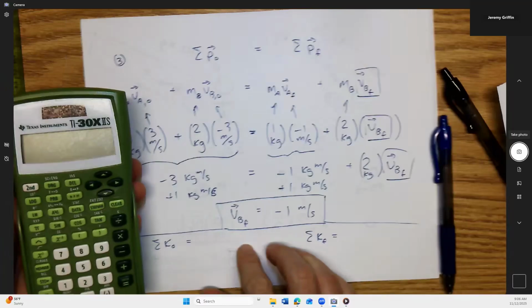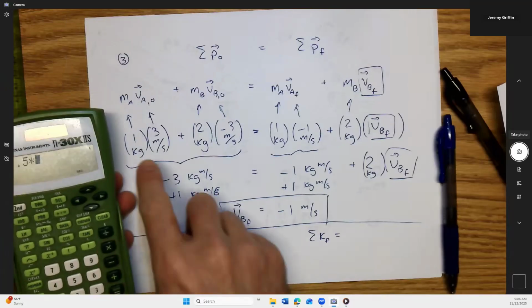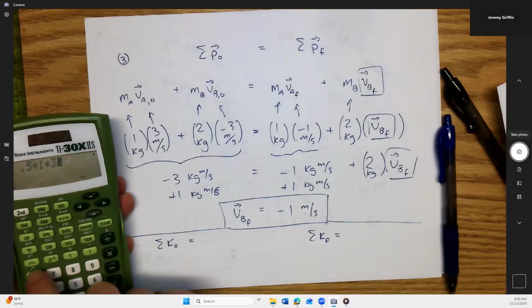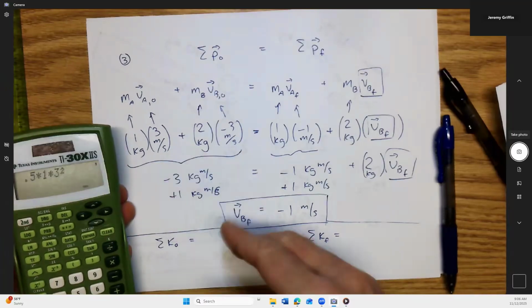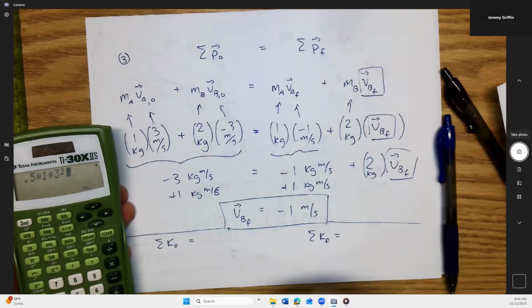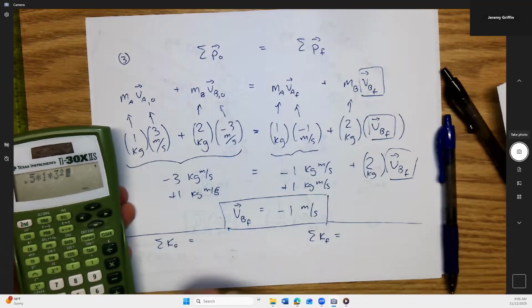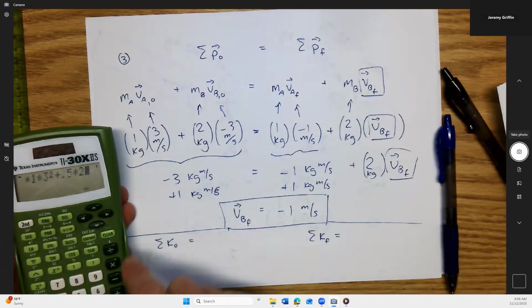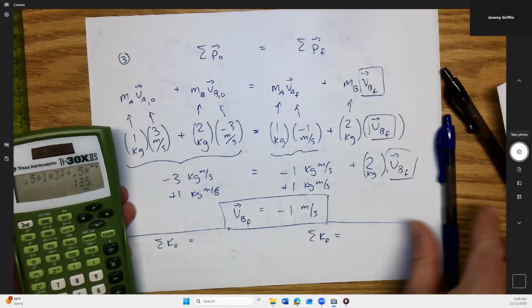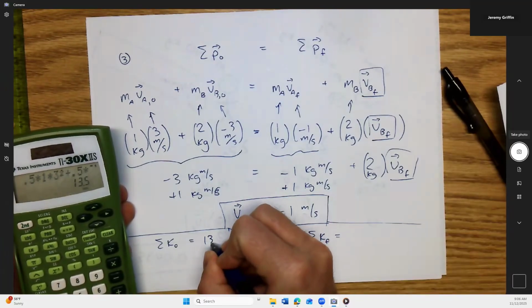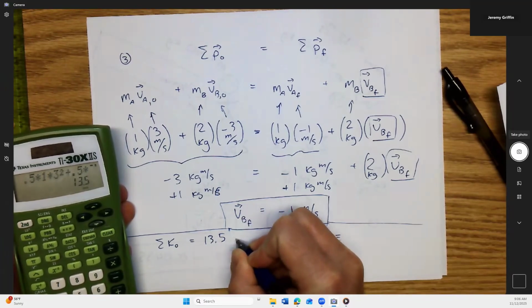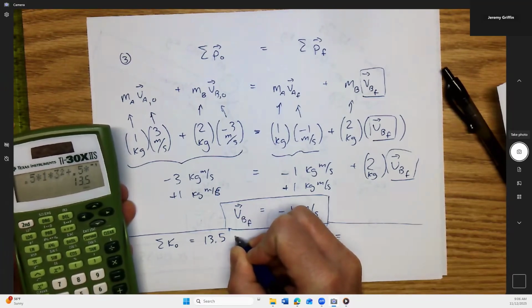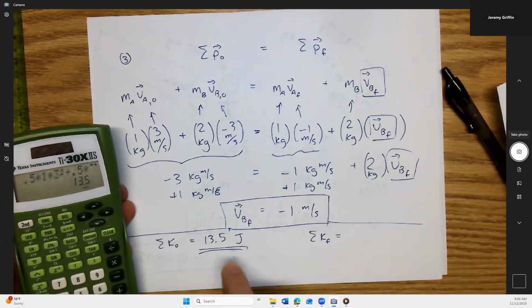Isn't it something to do with 1/2 mv squared? So 1/2 times this mass times this speed squared. And remember, kinetic energy is a scalar, so you can drop all the negatives and just everything can be positive. That's fine. Plus 1/2 times this mass times this speed squared. It looks like before I had 13.5. What's the unit for energy? Joules. Okay, so before I had 13.5 joules.